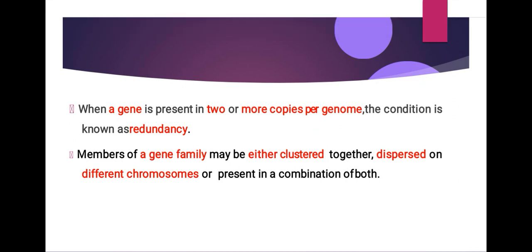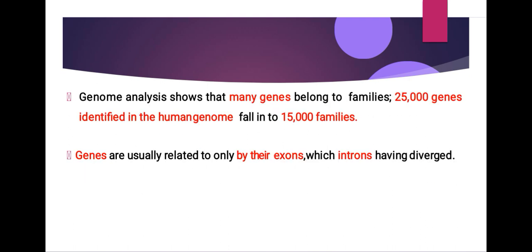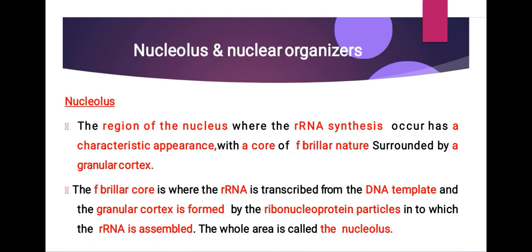Members of a gene family may be either clustered together, dispersed at different chromosomes, or present as a combination of both. Genome analysis shows that many genes belong to families. Up to 25,000 genes identified in the human genome fall into 15,000 families. Genes are usually related only by their exons, with introns having diverged.